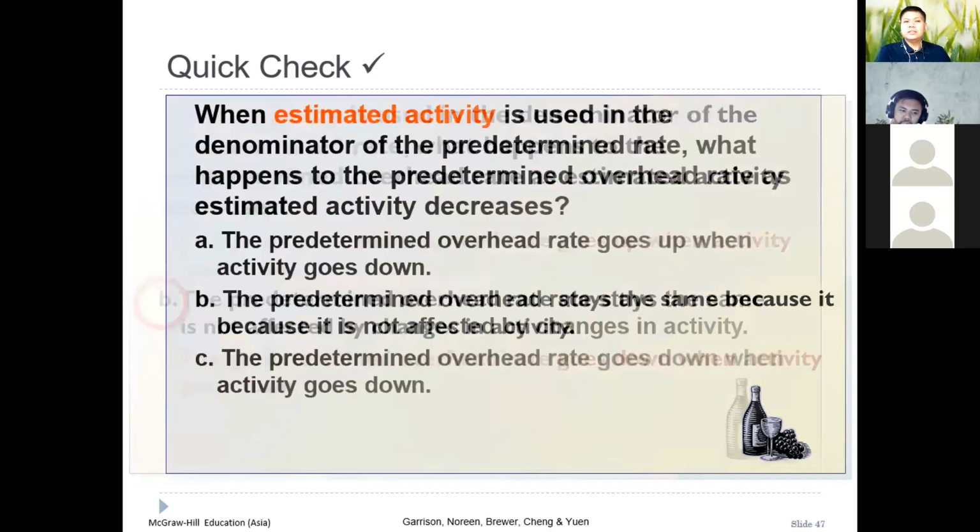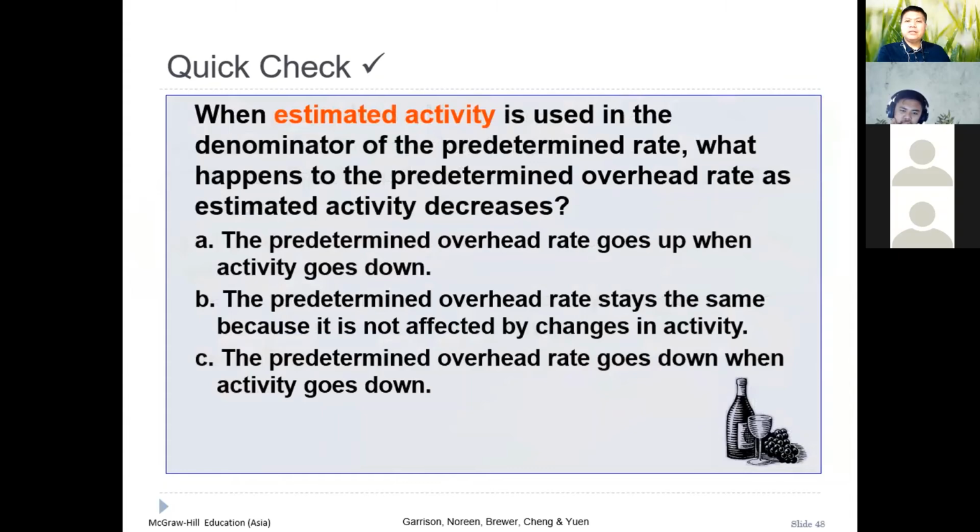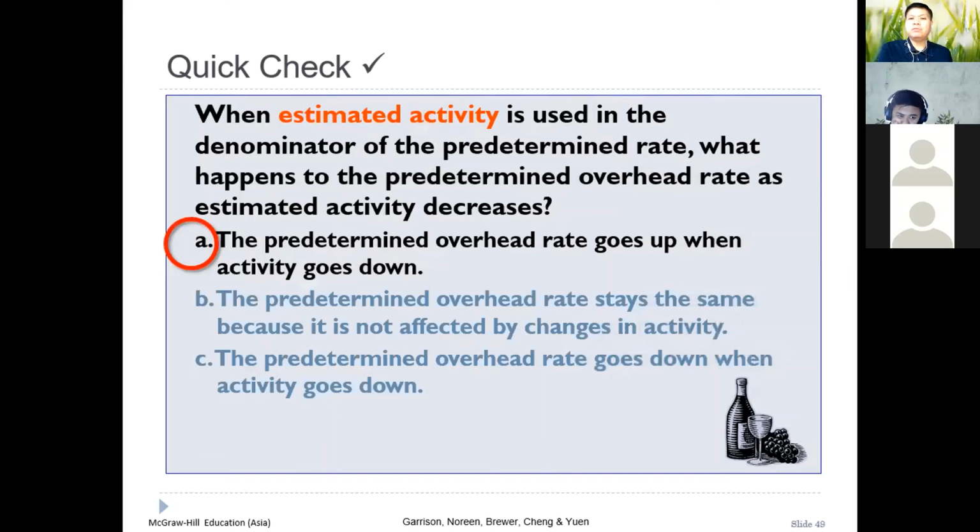Okay. Next, when estimated activity is used in the denominator of the predetermined rate, what happens? Mayroon na bang change ito kapag ganyan? Kasi ginagamit mo raw denominator is estimated activity. Now, what happens to the predetermined overhead rate as the estimated activity decreases? So, anong mangyayari sa overhead rate mo pag bumaba yung denominator mo? Sagot, A, B, C. A. The predetermined overhead rate goes up when activity goes down.